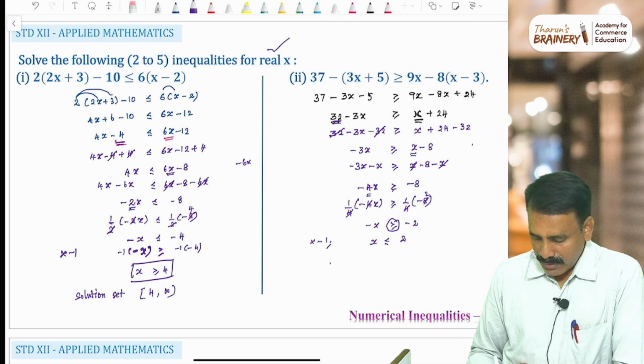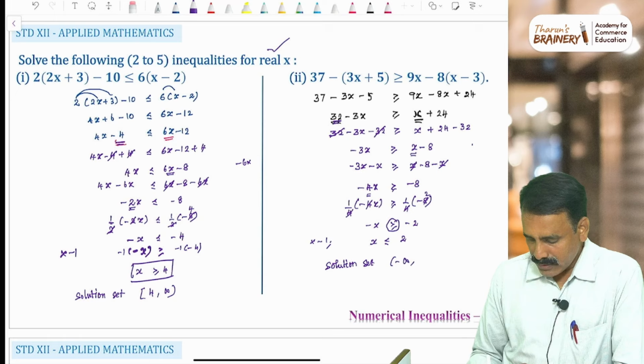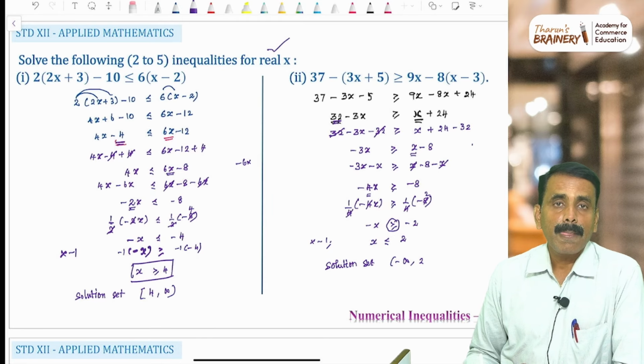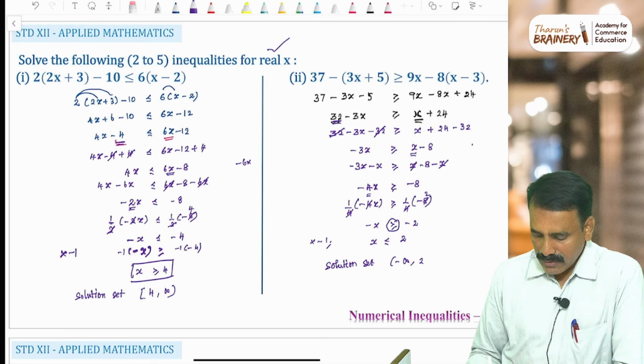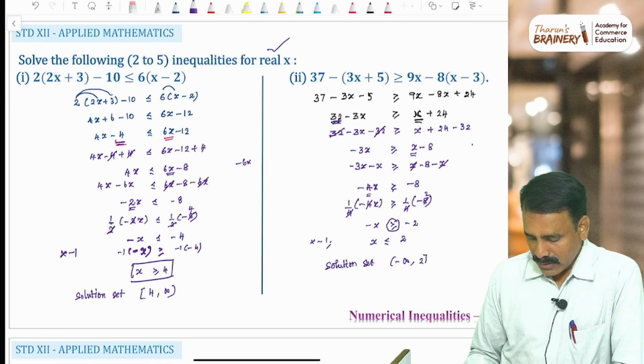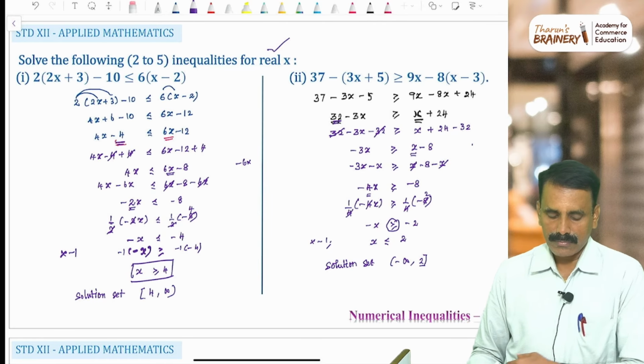So solution set will be any real number which is less than or equal to 2. So it starts from minus infinity to 2, is included or excluded? Yes, 2 is included. Why it is included? Because of the equality symbol in the inequality. 2 is also included for the solution set.